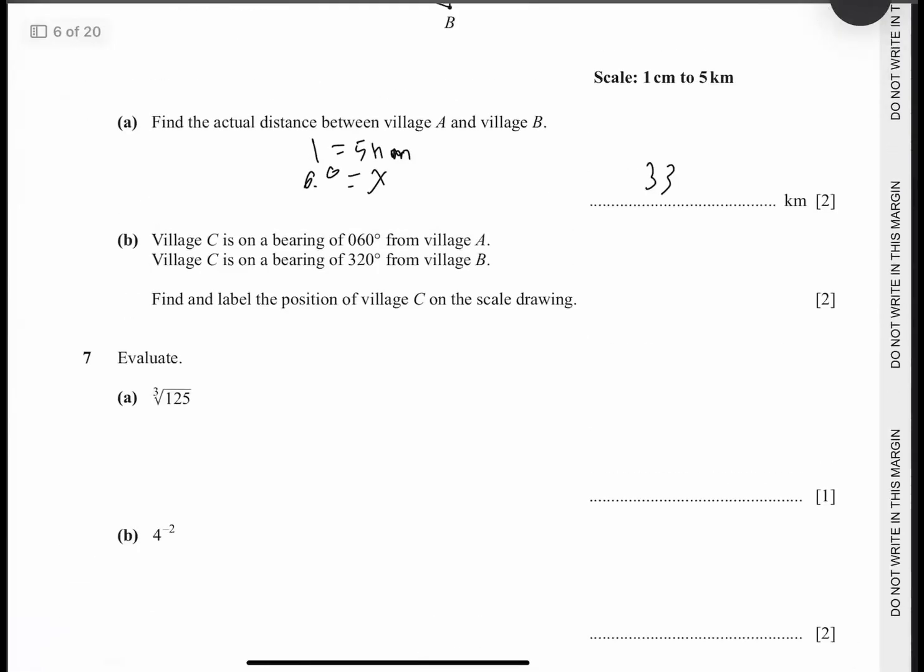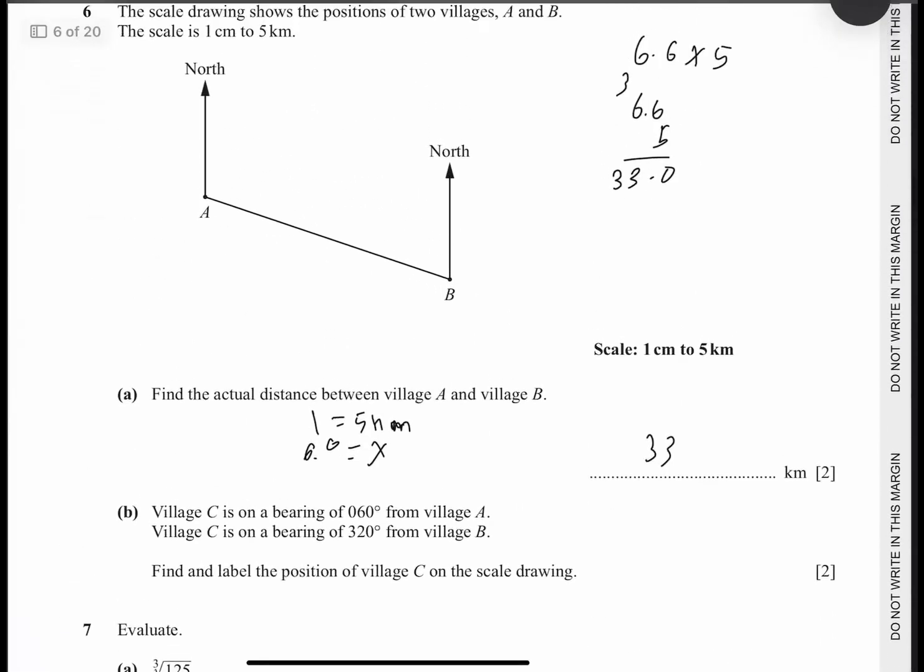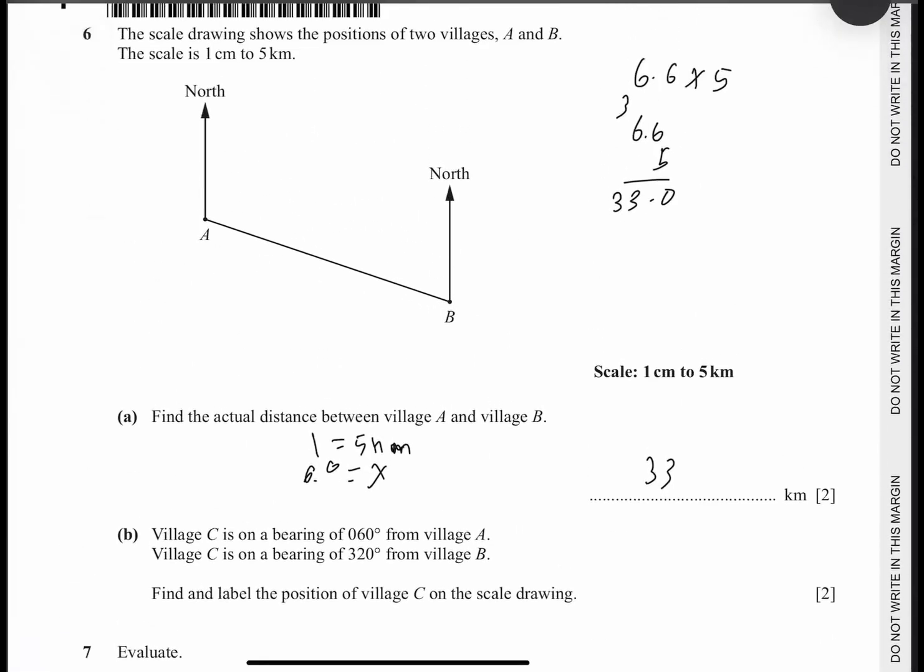33 kilometers. Village C is on a bearing of 060 from village A. So you need a protractor for this, guys. I don't have one, but I'm going to give you a rough estimate of the answer. So village C would be on a bearing of 060. So it would be 60 degrees from here, right? Which would be about here, somewhere on the lines of this.